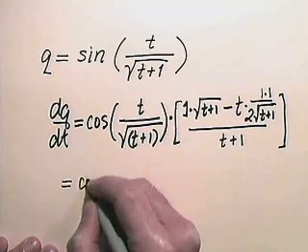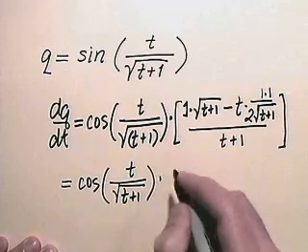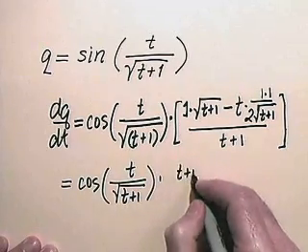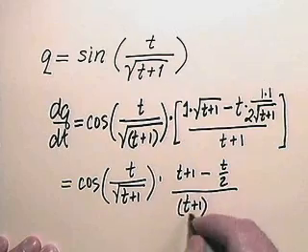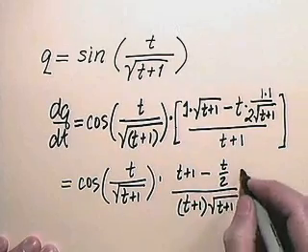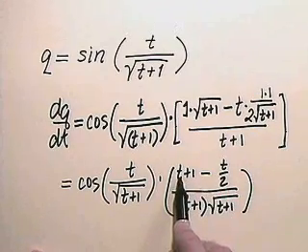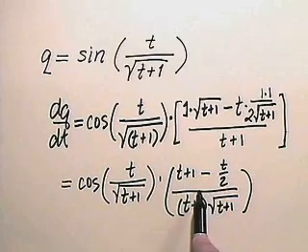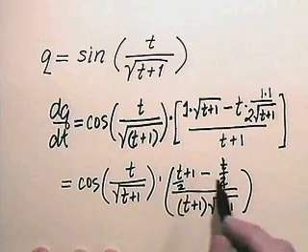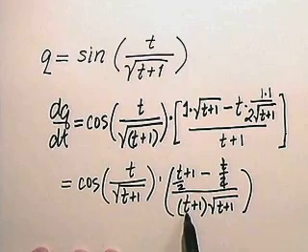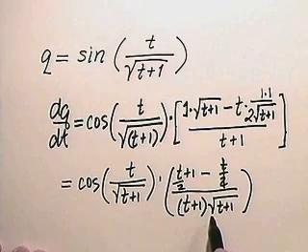So this could become cosine of t over square root t plus 1 times the quantity t plus 1 minus t divided by 2 all over t plus 1 times the square root of t plus 1. You see, it's simplified quite a bit, hasn't it? And now we could go even further. T minus t over 2 is just a t over 2. Just for short here, I can put that in and cross off that term. And we have t over 2 plus 1, all divided by the quantity t plus 1 times square root of t plus 1. And you might even go so far as to write this denominator as t plus 1 to the 3/2 power.